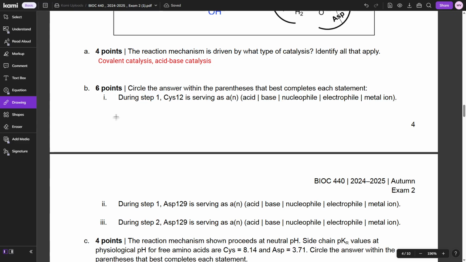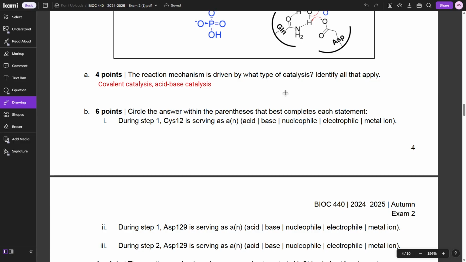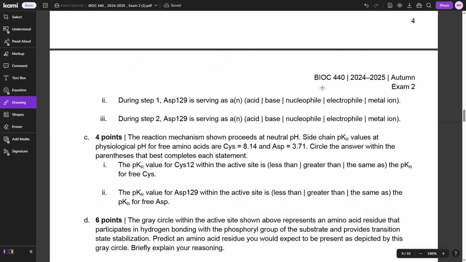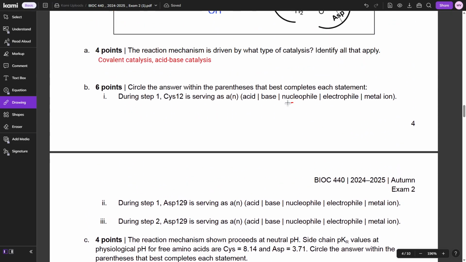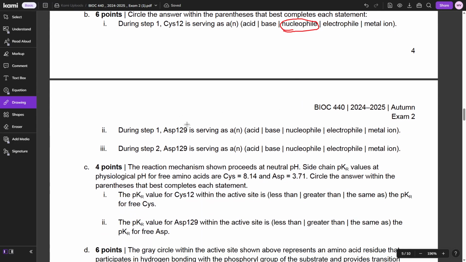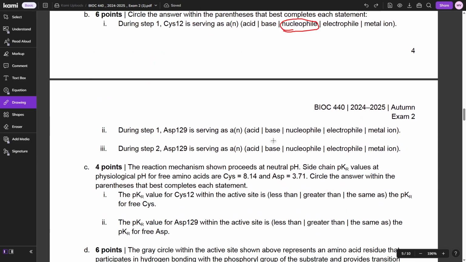So cysteine in step one. They've made this really poor in how they've designed it, and I would specify this a little bit more on the exam, but it is what it is. Step one, cysteine is acting as a nucleophile here. We're using electrons to attack this phosphate. So I can say this is a nucleophile and move on pretty confidently. Aspartate in step one is donating an H, so it's acting as an acid.